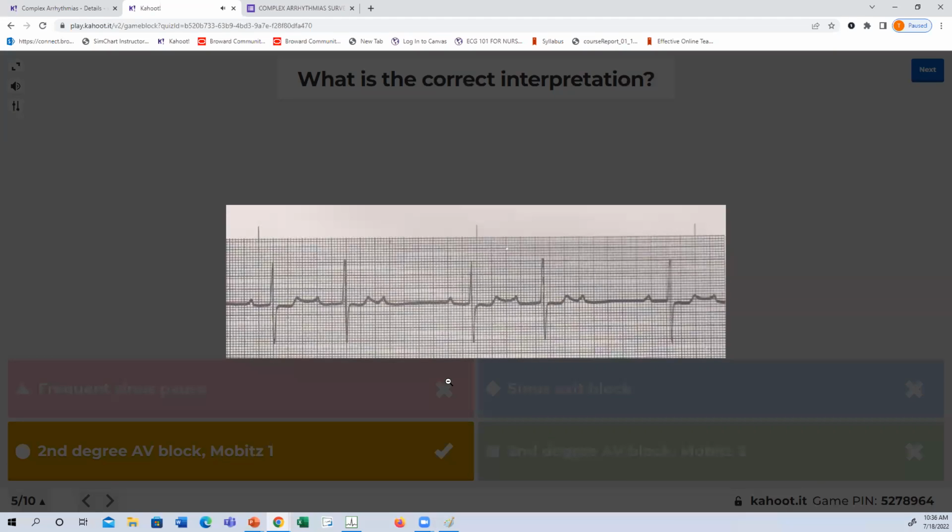Okay, so the correct interpretation of this rhythm is that it's a second-degree AV block type 1. Why type 1? Well, if we take a look at it, there is a gradual prolongation of the PR interval, and the second characteristic are the group beats. Remember what the group beats are, as I illustrated earlier. As you could see, there are two that's grouped over here, another two that's grouped, and maybe another two that's grouped right over here. So this is a clear indication that there is a second-degree AV block type 1.